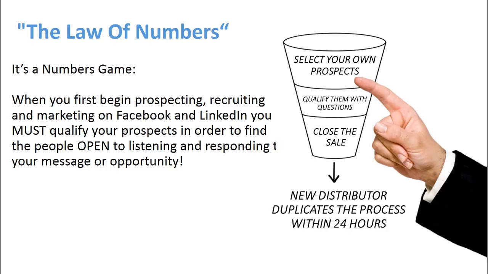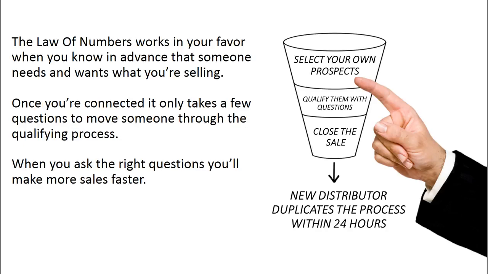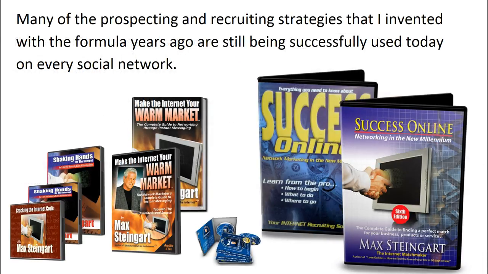That's right, 24 hours. The law of numbers works in your favor when you know in advance that someone needs and wants what you're selling. Once you're connected, it only takes a few questions to move someone through your qualifying process. When you ask the right questions, you'll make more sales faster. Now, many of the prospecting and recruiting strategies that I invented with the formula years ago are still being successfully used today on every social network.